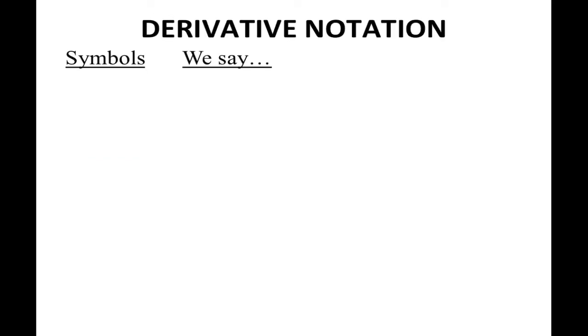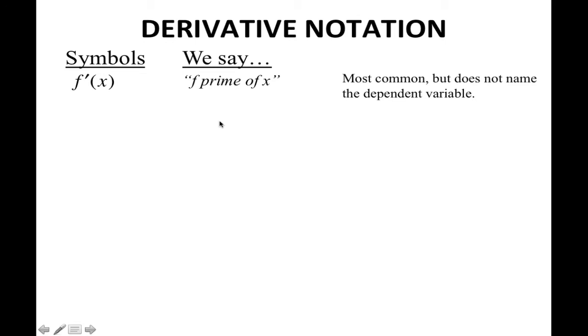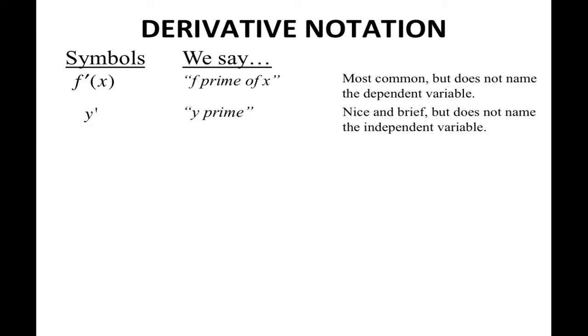So when we have a derivative, there's multiple different symbols and we say them differently. So the first one is when you have f prime of x, we say f prime of x. And this is most common, but does not name the dependent variable, which is y. Then we have y prime, said y prime. This is nice and brief, but does not name the independent variable.